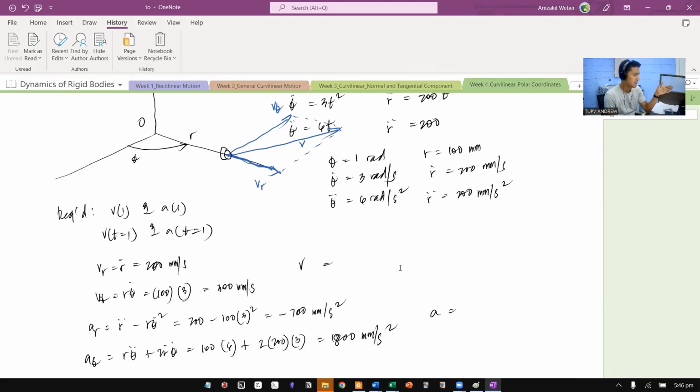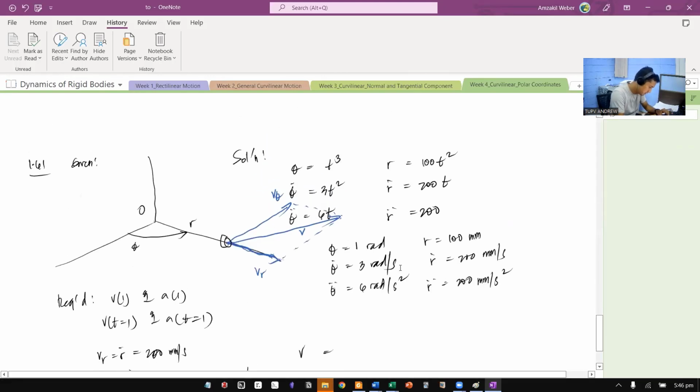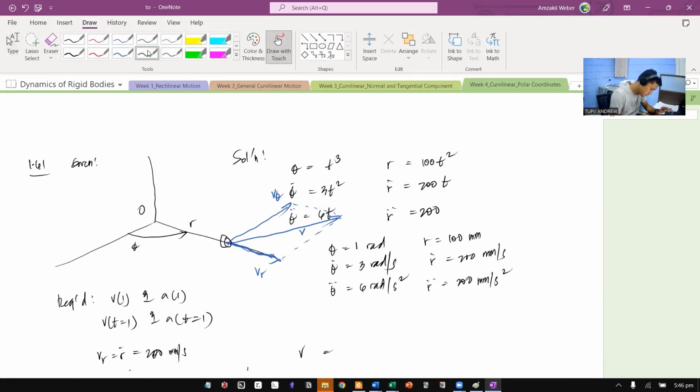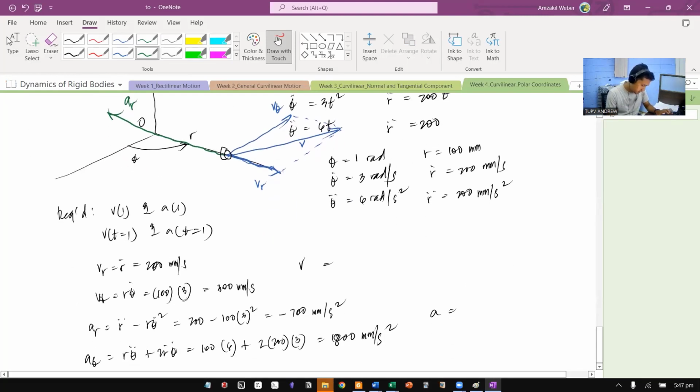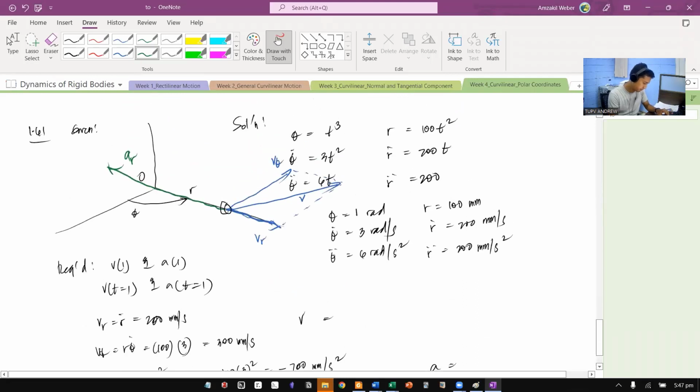Binigyan niya si VR, which is negative 700. So this is AR. And the other one is A theta, positive. Positive siya. Therefore, inabigyan niya si velocity. Therefore, ito siya sa P.